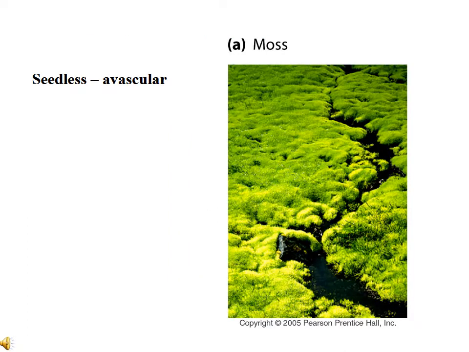Now, as we can see, we're looking at mosses. Mosses are seedless, avascular structures. The mosses are small. They have to be near a water environment because the water environment is necessary for their procreation.